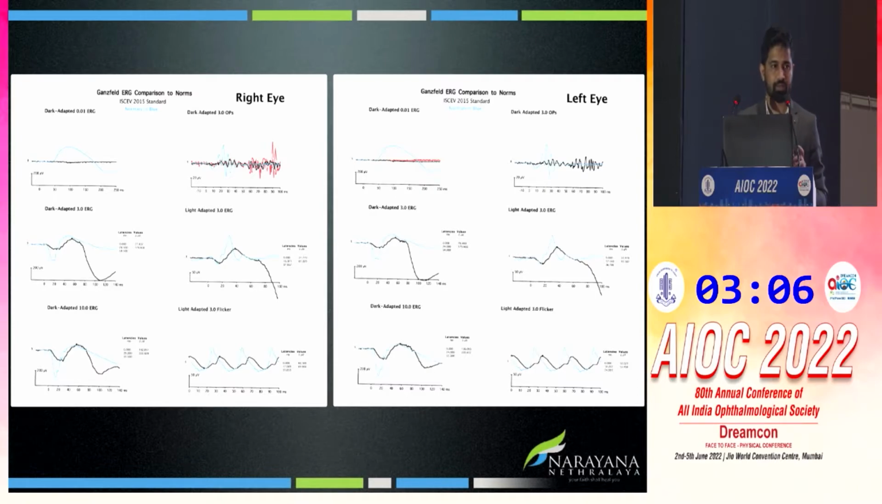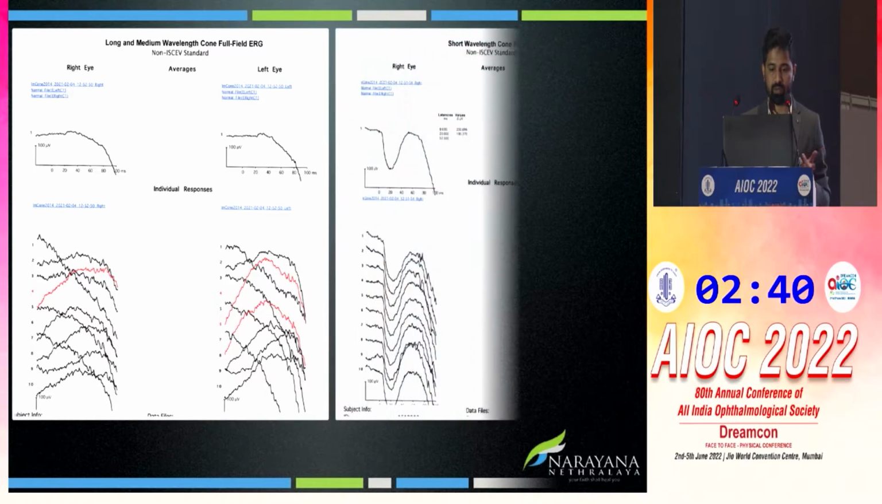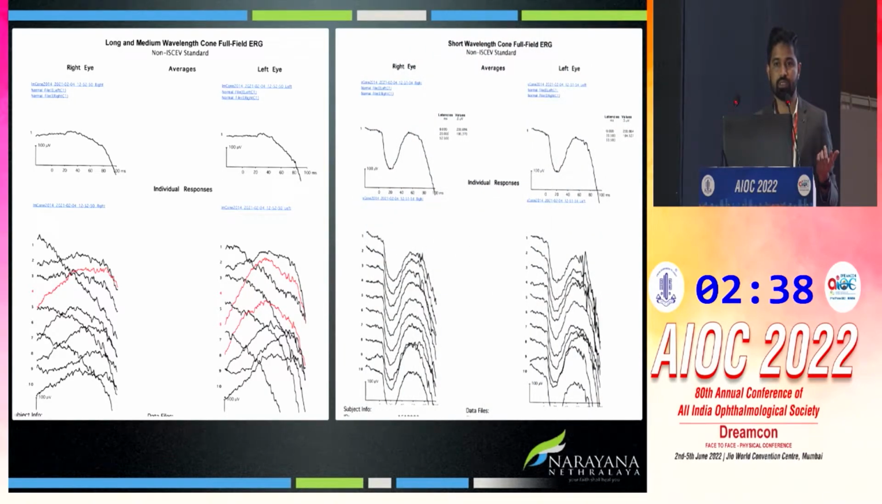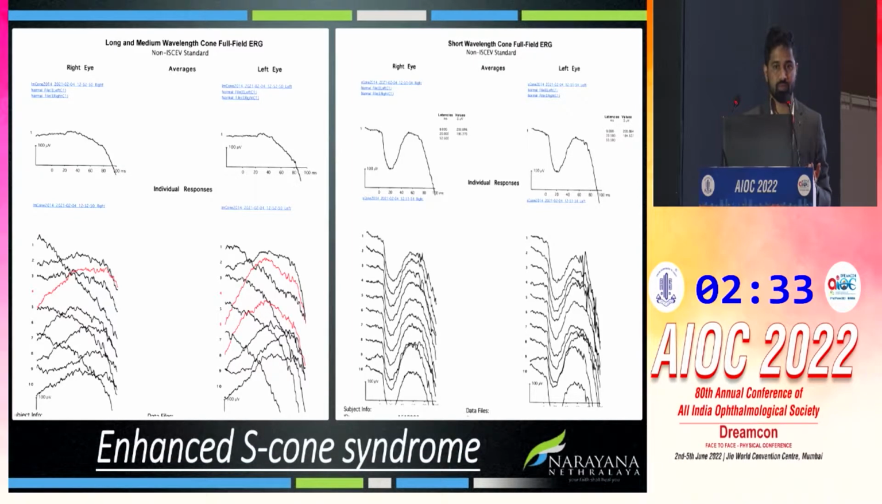My mentor, Professor Graham, always told, if the dark adapted 3.0 ERG and light adapted 3.0 ERG look similar in morphology, we should suspect something. I'll tell what that is. So we thought of going for some other extended protocols, which Dr. Parveen Nayyar is going to talk about in her talk. We stimulated the long and medium wavelength cones, using the green background and stimulating with orange light, and it was unrecordable. But when we stimulated the short wavelength cones, there was an enhanced response. So basically this is a case of enhanced S-cone syndrome.